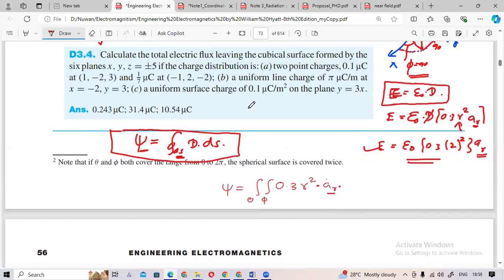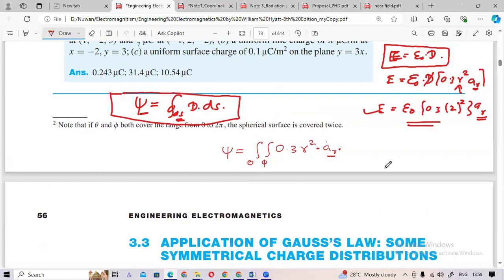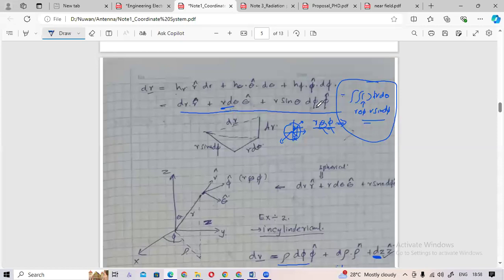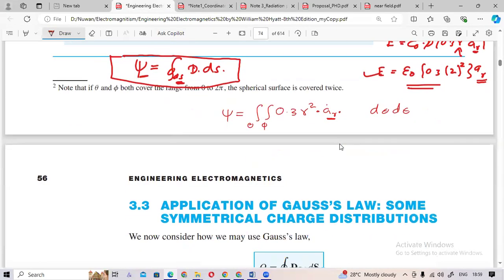And we need to do the integration with respect to d phi and d theta. But don't forget, d phi comes with r sine theta, d theta comes with r. So there are r d theta and r sine theta d phi. So r into r sine theta will be r square sine theta. This term is there.